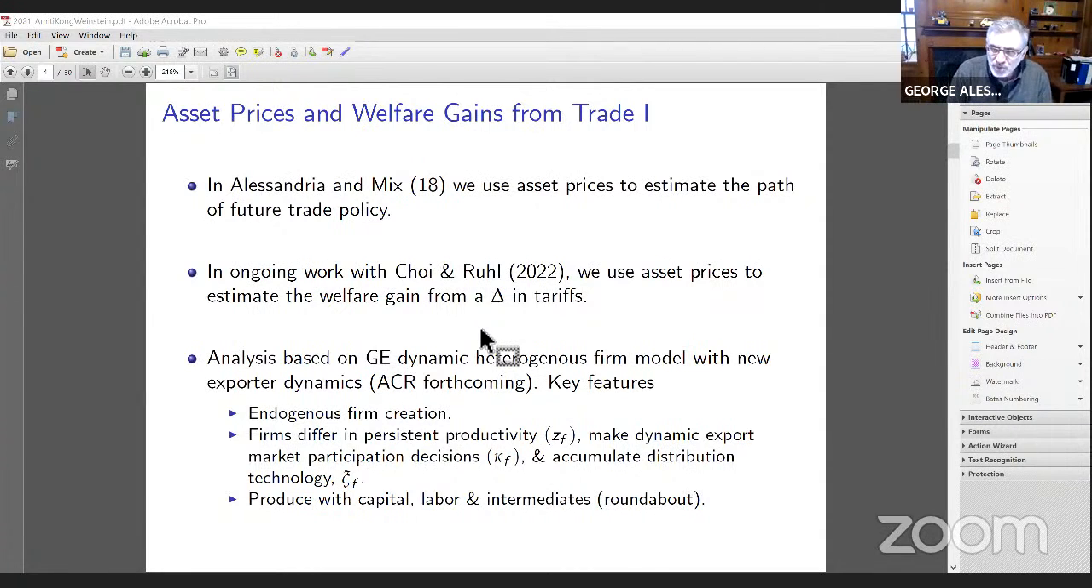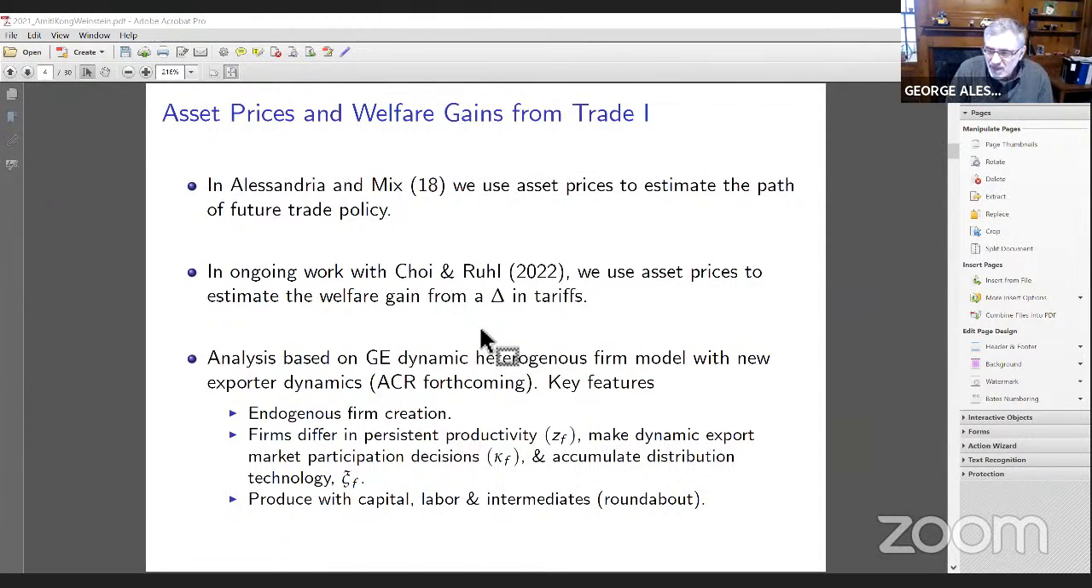So what I'm going to try to do is take a general equilibrium model with heterogeneous firms making dynamic exporting decisions, from work with Kim and Horak. And I'm going to use that model to look at how asset prices should respond to a trade liberalization. So everything I'm going to do is going to be the opposite of what David did.